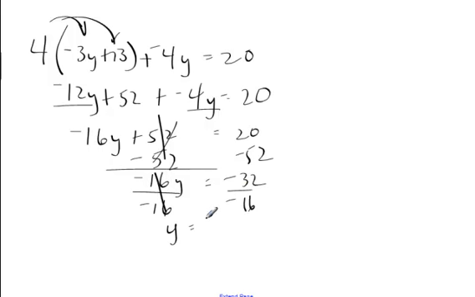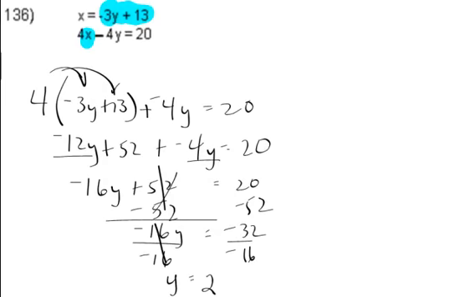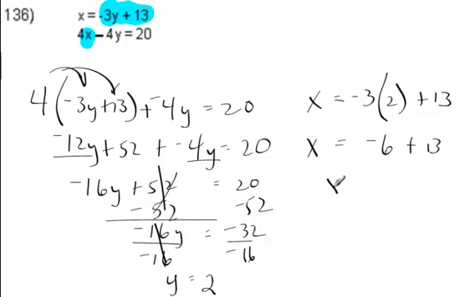So what's negative 32 divided by negative 16? Positive 2. All right, so now to find the x, we have to substitute. Which one would be better, the first or the second one? The first one would be, because x is already by itself. So I have x equals negative 3, then put 2 where the y is, plus 13. So x equals negative 6 plus 13. So what does x equal? Positive 7. So your ordered pair where they intersect would be 7, 2.